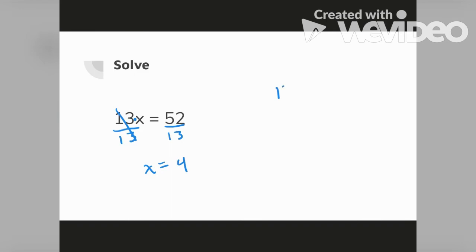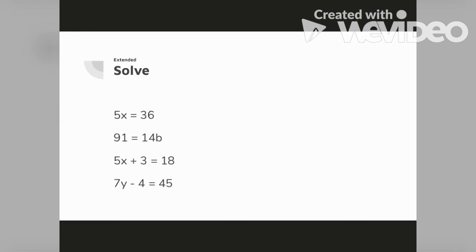I check my work. 13 times 4. I want it to equal 52. That's what I'm trying to get at. Let's see. 3 times 4 is 12. 4 times 1 is 4, plus 1 is 52. So I have checked my work. This is the solution to the equation.